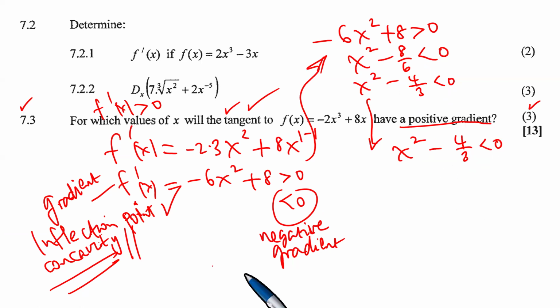But we must solve for x here. Because it was greater than 0, but we divided by a negative number, the negative number changes the direction of the inequality from greater than to less than. And so it's going to be x squared is greater than 4/3.